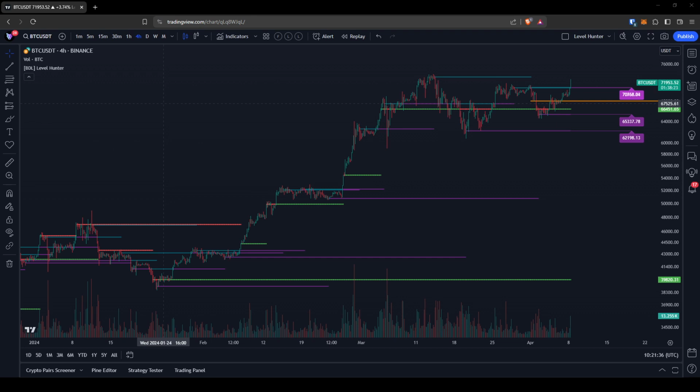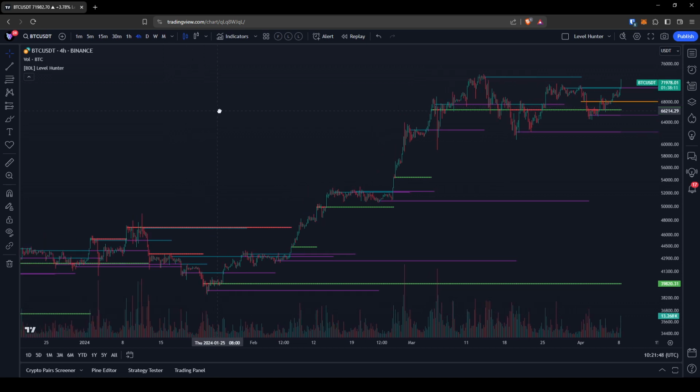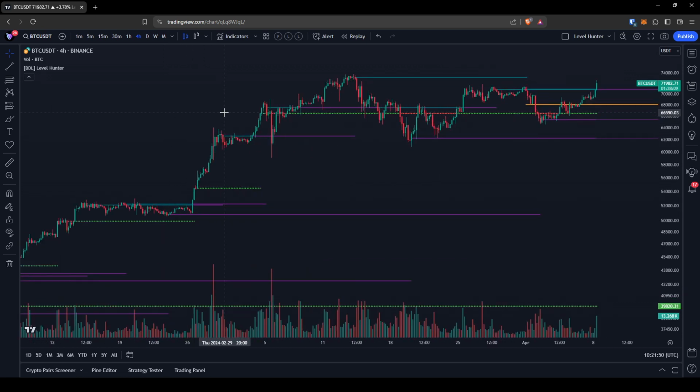Well, firstly, I just want to say why I use Level Hunter is because I like the idea of fixed levels and finding ranges and seeing the price break through things and price come down to hit support, sorry, and break through resistance. So that's why I always focus on what level the price is at. That's the reason why I use it.